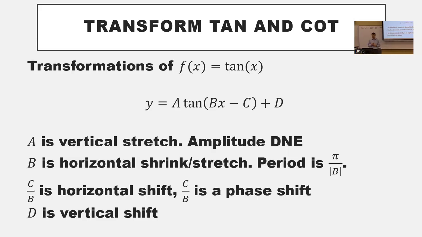C over b is the horizontal shift, also called the phase shift. D is the vertical shift. So just like we did with cosine and sine, we can do that to tangent. And then you can do the same thing with cotangent as well. But just realize the period now is starting at pi, not 2 pi.